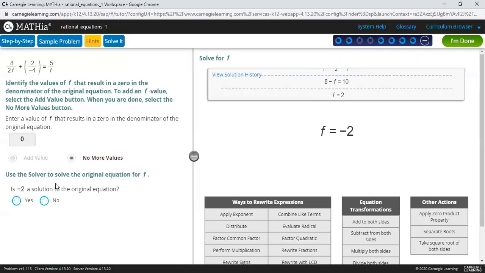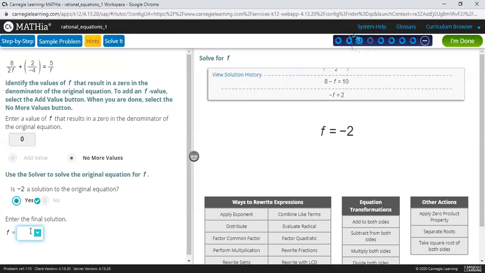F is -2. So over here, it's going to ask you, is -2 a solution of the original equation? And you can go in and substitute and verify that. So I can type in my final answer is -2. So hopefully going through that helps you be able to complete a similar problem.